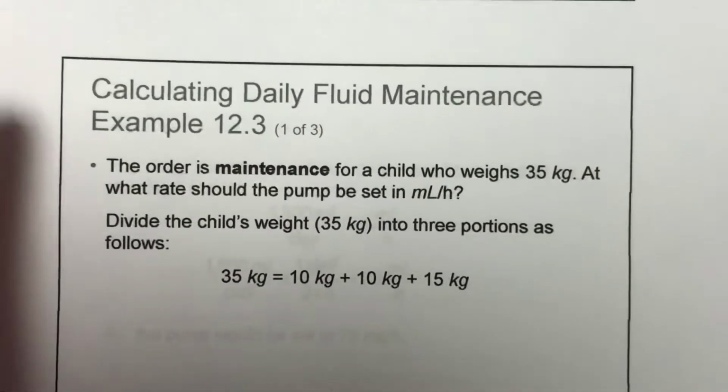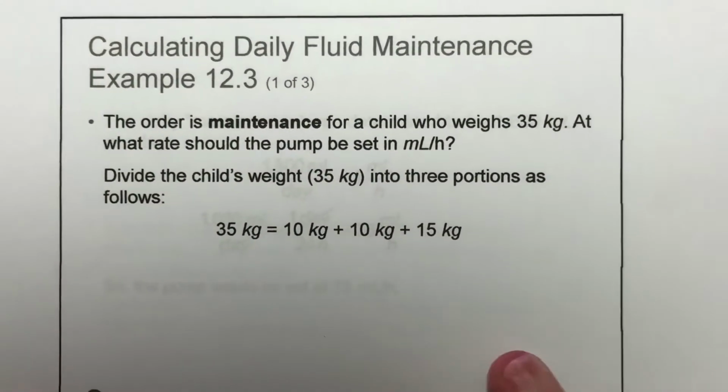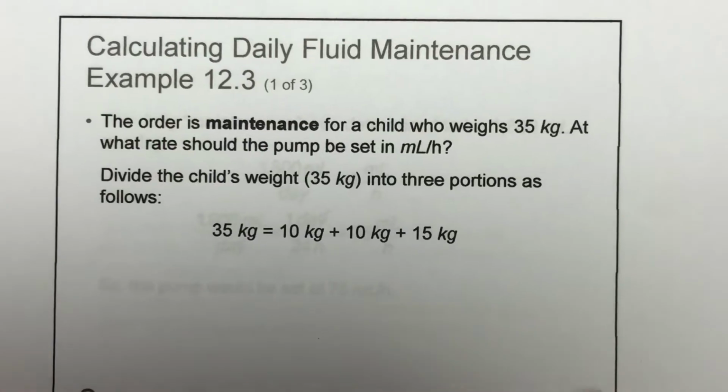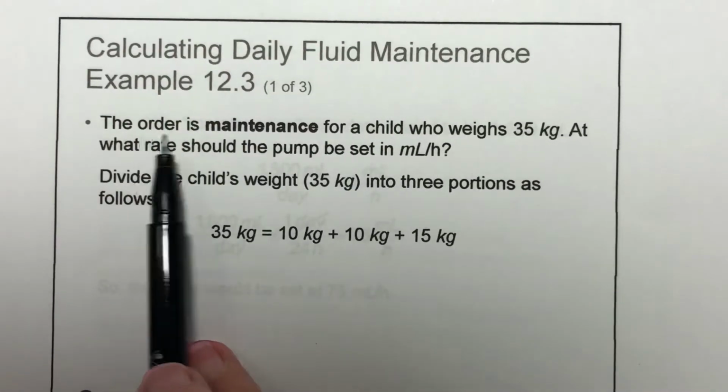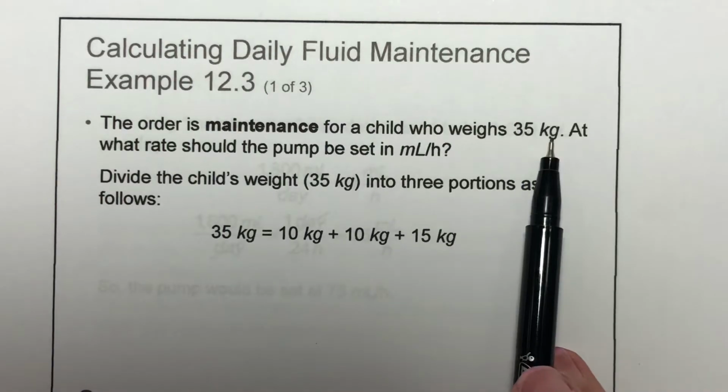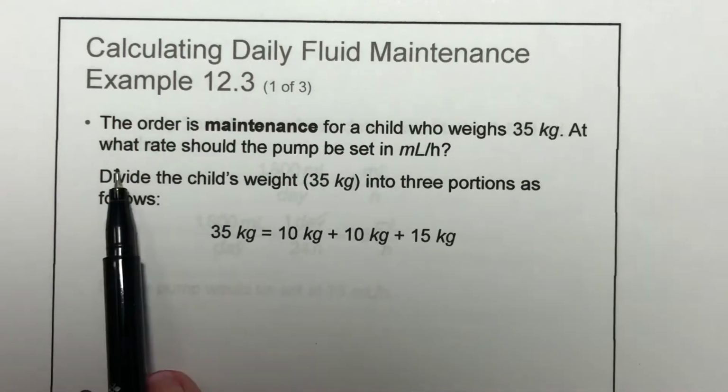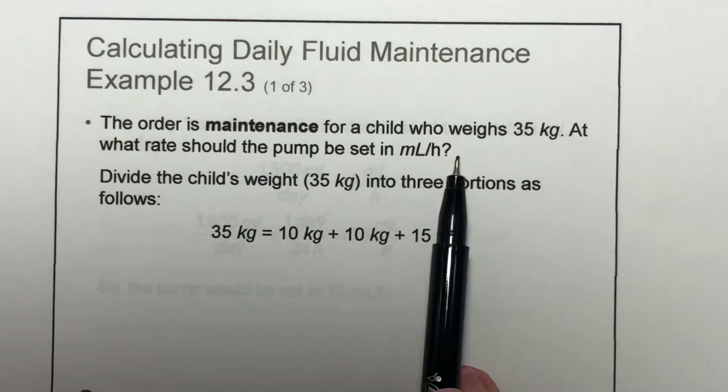This is Chapter 12, Part 3. We want to calculate the daily fluid maintenance amount for a child who weighs 35 kilograms. And then at what rate should the pump be set in milliliters per hour?